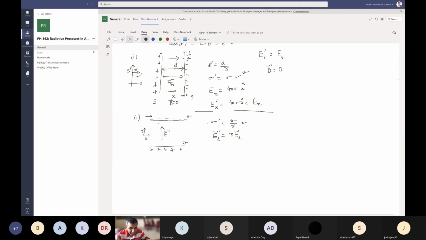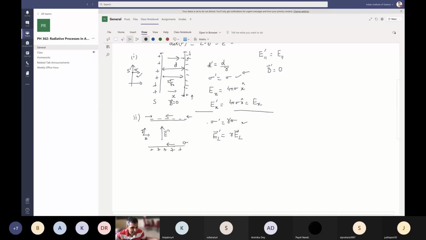Now, in this case, if you go to the frame S prime, these plates are actually moving in that direction with respect to the observer. So there is a current. Yes, sigma prime is gamma times sigma, because the charge density will increase since the area is decreasing. Sorry, yes, you're right. E is proportional to sigma, so the earlier statement was not right. The area decreases, so sigma increases. Sorry about that.